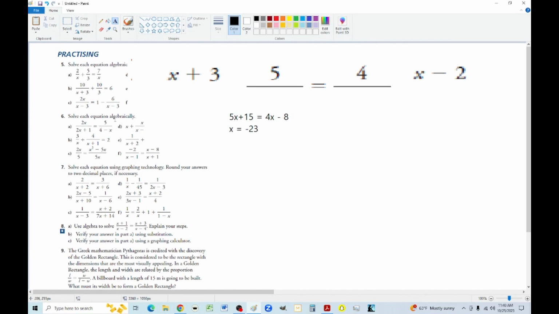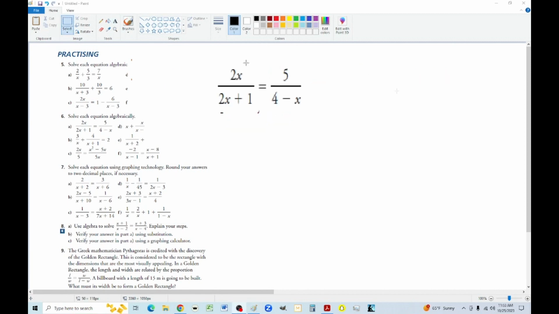So that's number 5. Number 6, you do the same. Number 7, you do the same. It just gets a little trickier. Okay, so it's much the same here. We cross multiply. This is 6a, by the way. And of course, the bottoms will disappear.